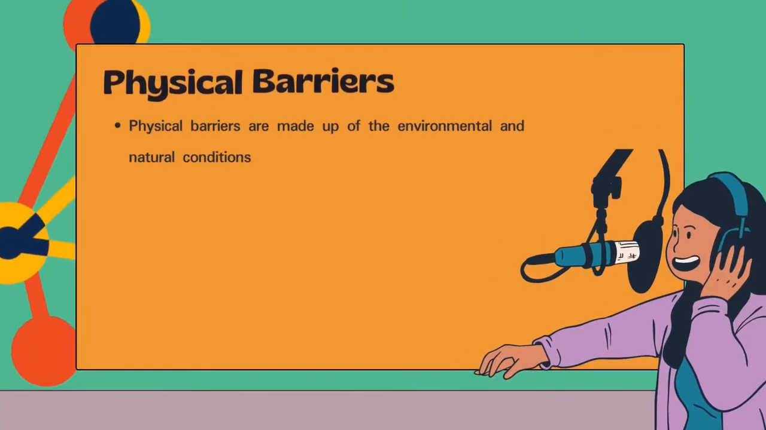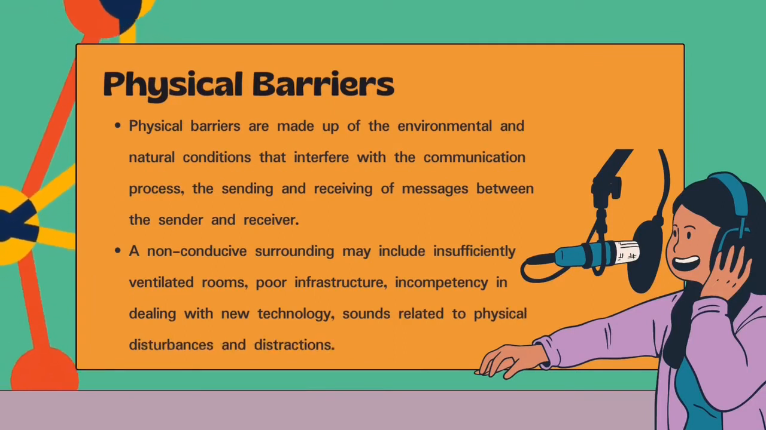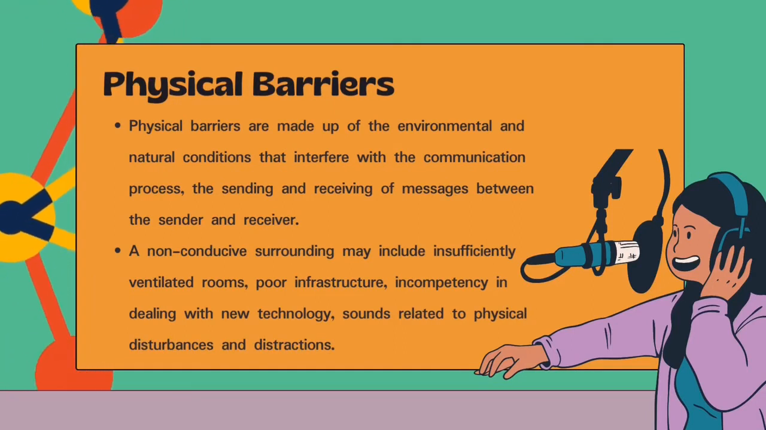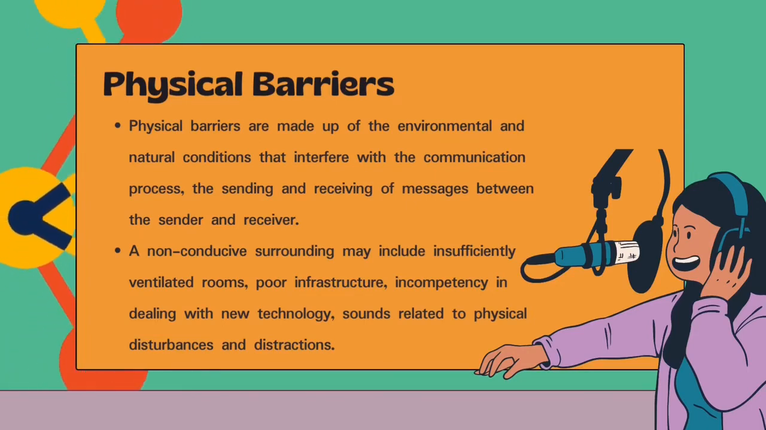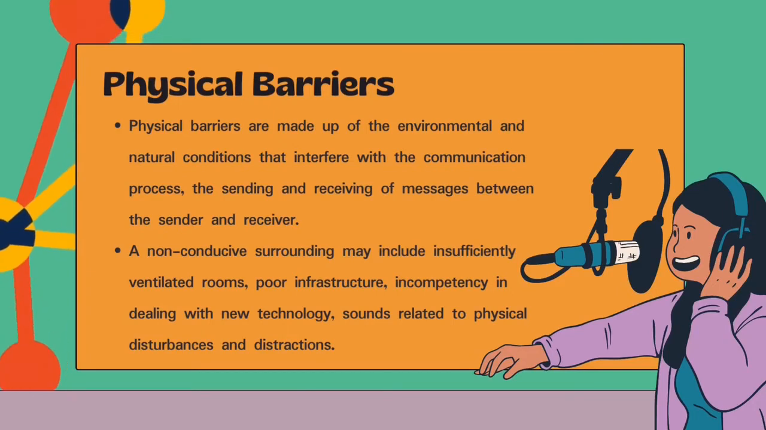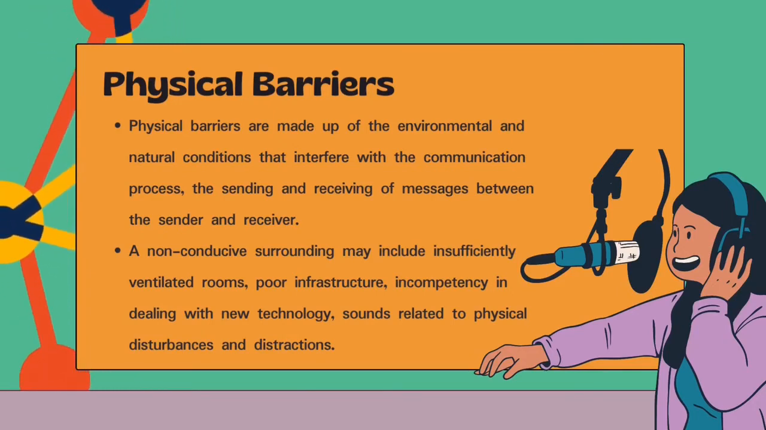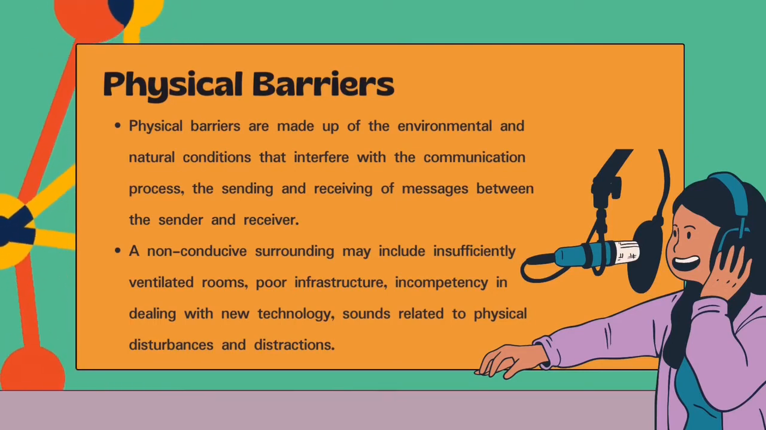Physical barriers. Physical barriers are made up of the environmental and natural conditions that interfere with the communication process, the sending and receiving of messages between the sender and receiver. A non-conducive surrounding may include insufficiently ventilated rooms, poor infrastructure, incompetency in dealing with new technology, sounds related to physical disturbances, and distractions.